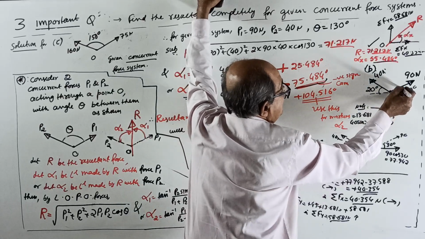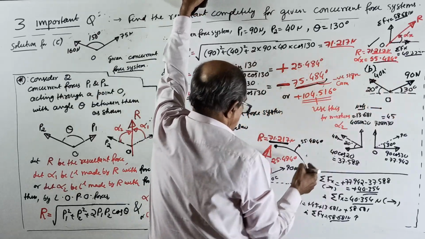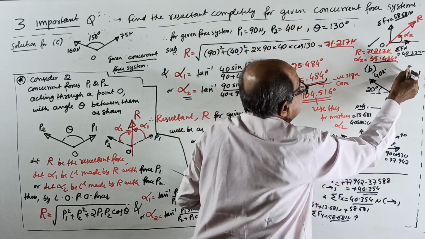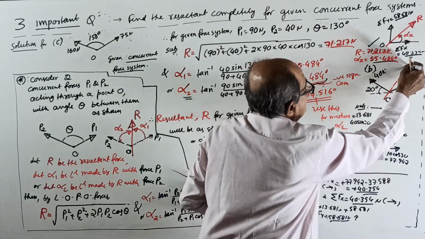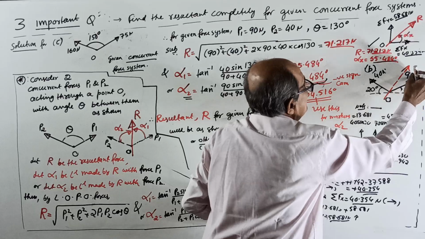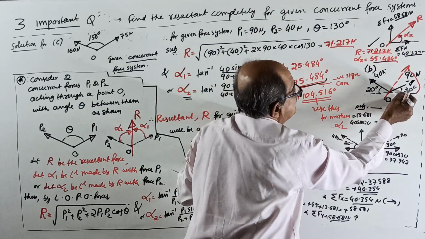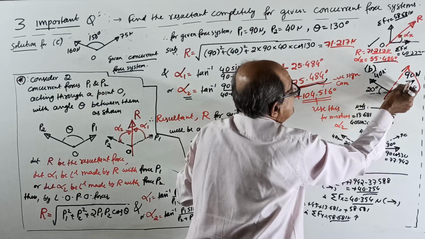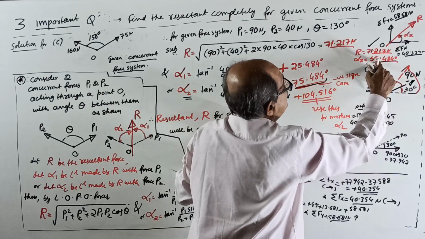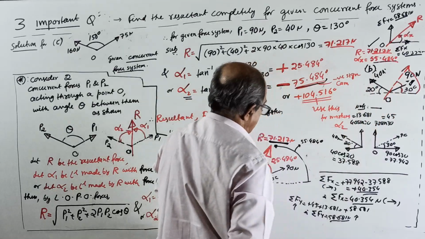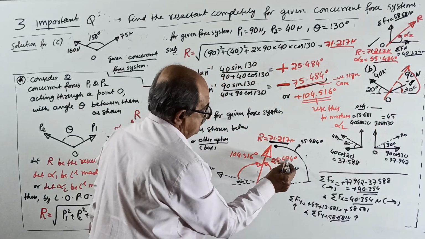This is 30 degrees. See, this is 30. The resultant is here, from x direction it is 55.484. When that is 30, this angle equal to 55.484 minus 30 should be 25.484. See here.